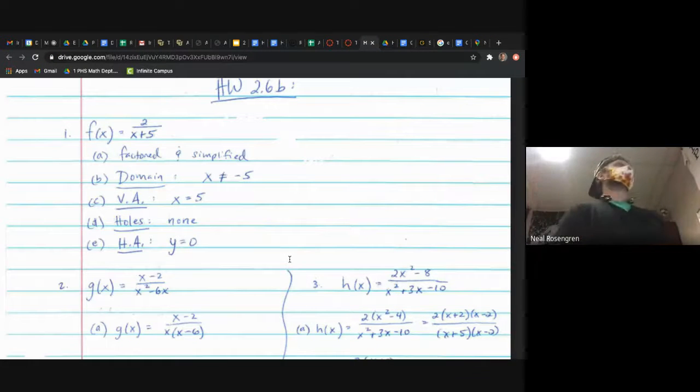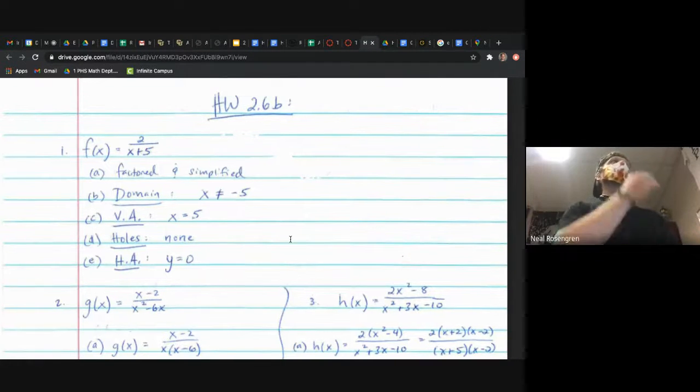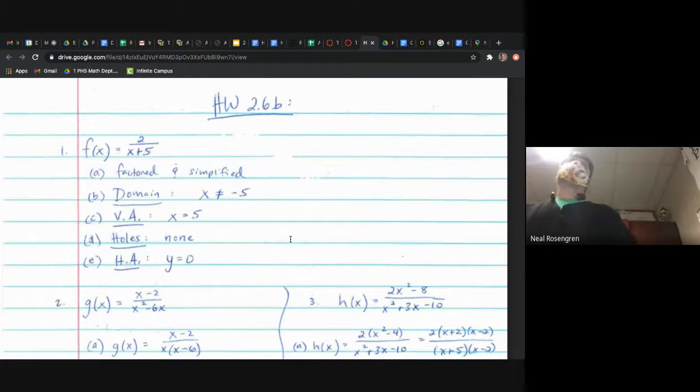Luckily, I recorded second. So 2.6b solutions already factored and simplified, so we're good there. And when I think about the domain of a rational function, the only thing I have to worry about is making the denominator 0, and I just don't want to do that. Right? So we just list the excluded values, and if it's x plus 5 on the denominator, I just don't want a negative 5. Okay?